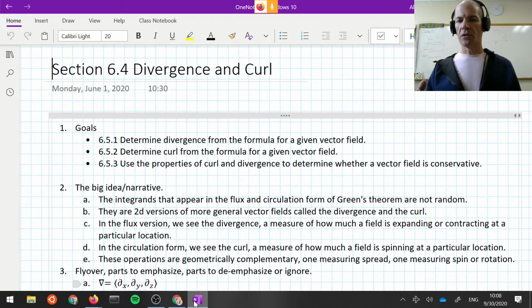And what we want to do is learn to compute the divergence and the curl in this section, and then also see how those properties are related to whether or not the vector field is conservative.